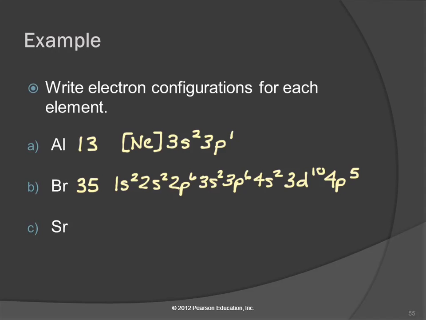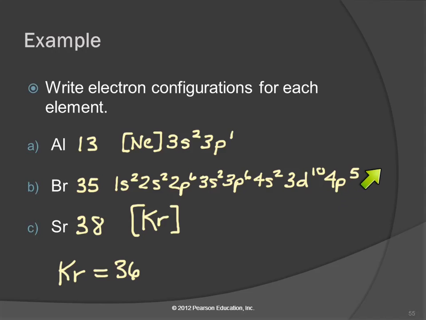How about strontium? 38. So 38 electrons. So that one's close to bromine, isn't it? What's the next noble gas over from bromine? The 36 electrons. Krypton, right? So krypton has 36 electrons. So if we do the noble gas shorthand for this one, we could put krypton in here. That would end in 4p6, because krypton is 1 more than bromine. And we need to go 2 electrons past that.